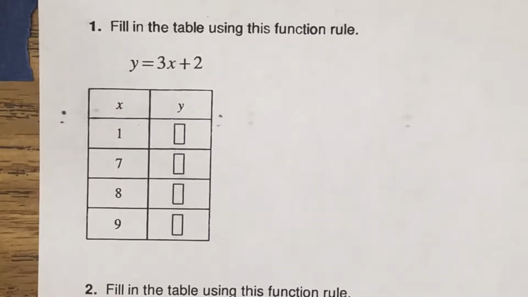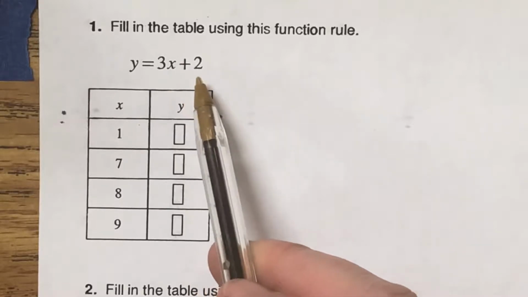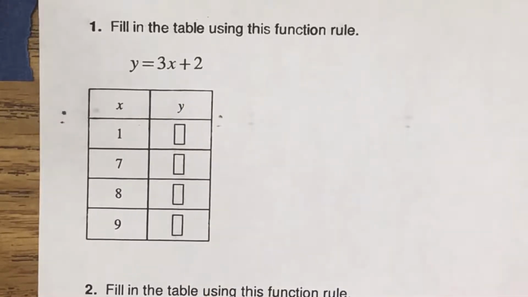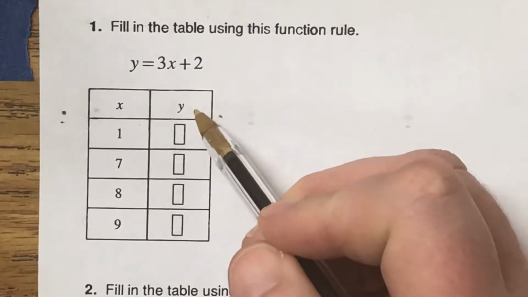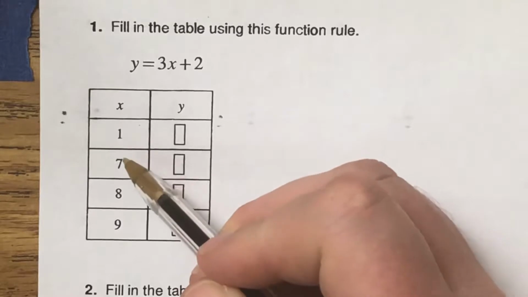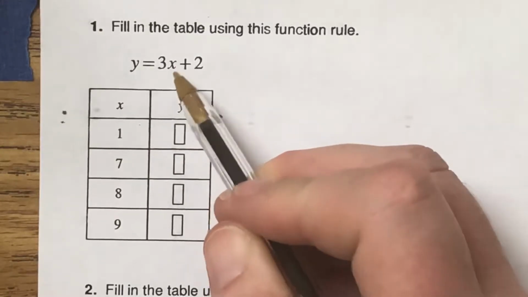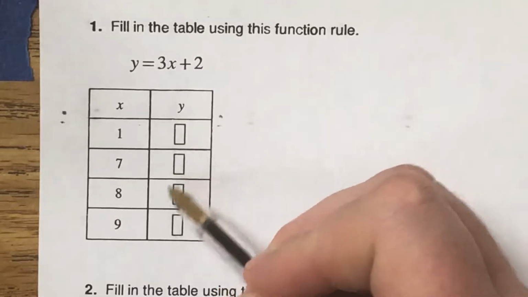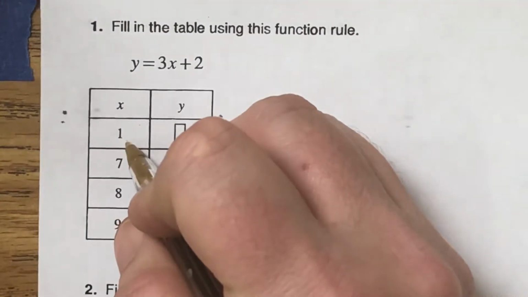Okay, this is going over question number 1 on the quiz, and it says fill in the table using this function rule. y equals 3x plus 2. So in this problem, what you want to do is take this table, you have an x and a y. You want to take each of these x's and plug them in to this x to find out what your y is. So the first one, as I can see right here, it's 1.